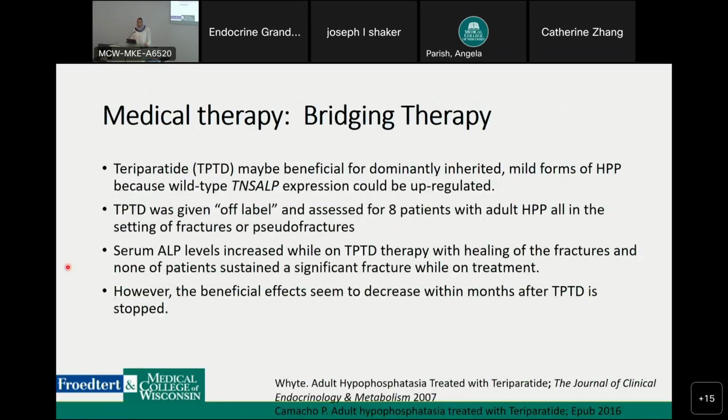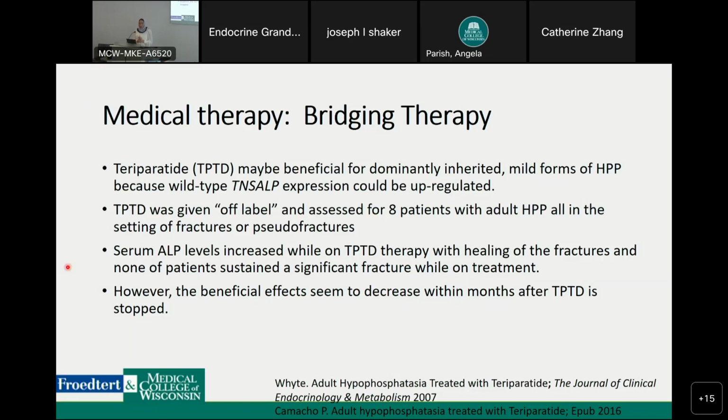And then medical therapy, bridging therapy with teriparatide, which might be our only option with HPP. But the main thing is that the teriparatide response is very limited after discontinuation. There were 8 patients with adult HPP. All had fractures or pseudo-fractures and were treated with teriparatide, and their fractures healed in a very short time, with no fracture occurring while on teriparatide therapy. However, the beneficial effect seems to decrease when teriparatide was stopped.